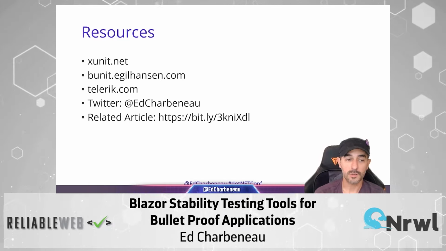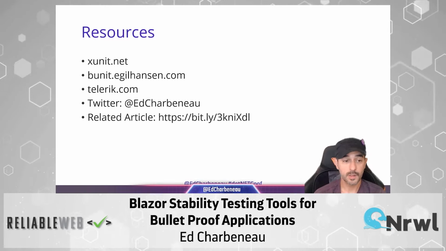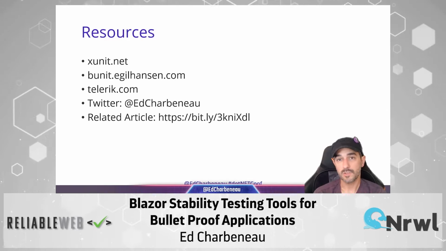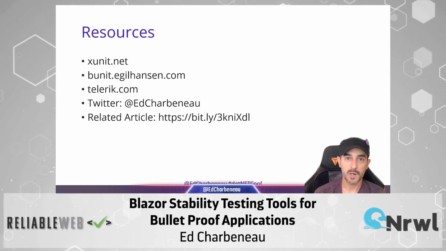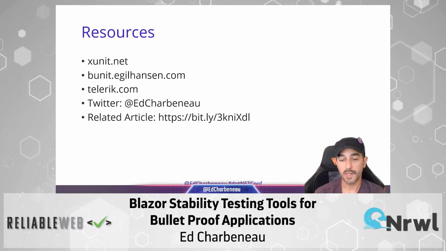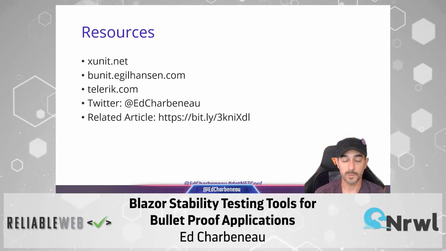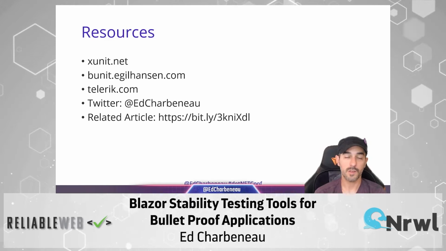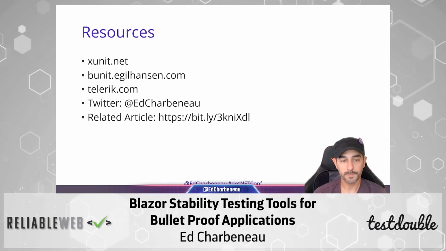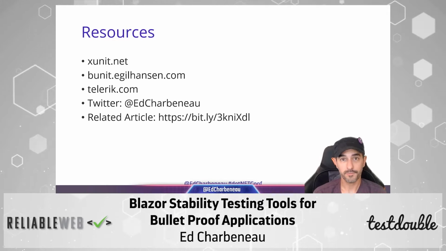So we have xUnit and bUnit for doing front end and light integration tests. If you're using the Telerik UI for Blazor, you get even tighter integration with things like JustMock and Test Studio, which can be used with any type of application in HTML and the .NET ecosystem. But when you have them all together with Telerik UI for Blazor, then you have this really nice testable system. So check out telerik.com for all of those tools as well.